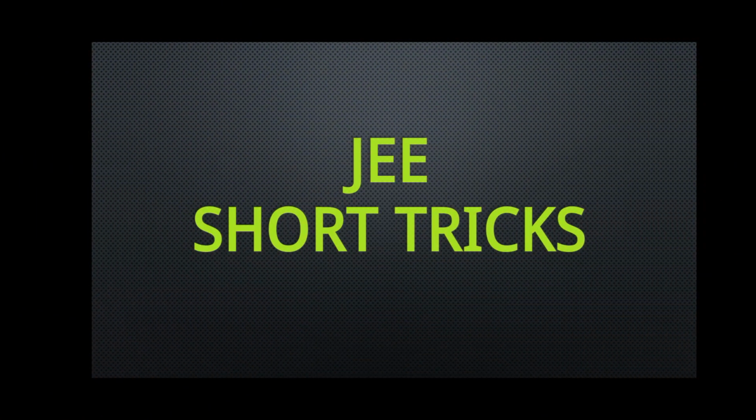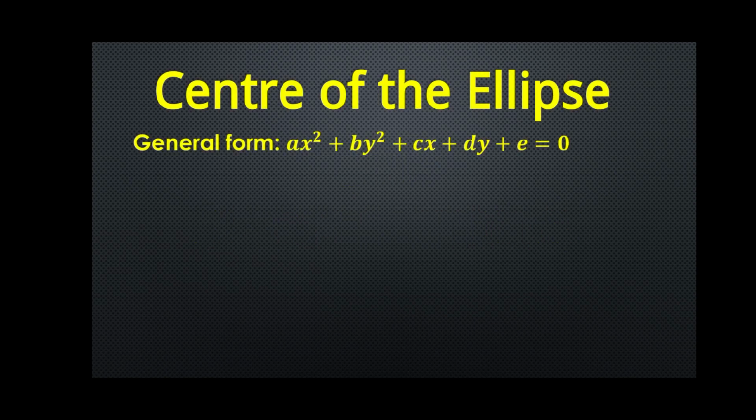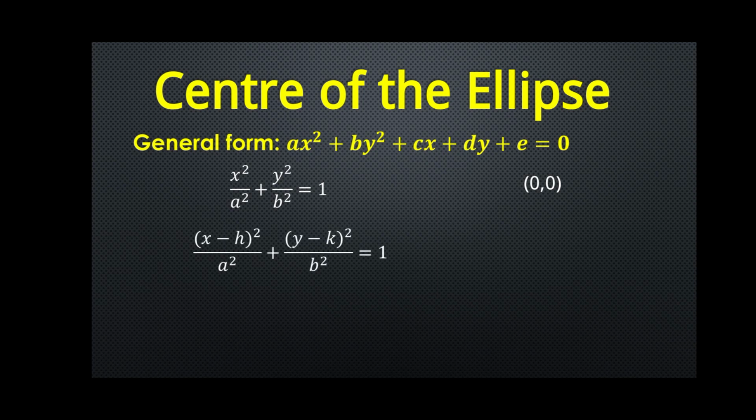In this class, I will discuss the shortcut to find the center of the ellipse whose general form is ax² + by² + cx + dy + e = 0. The center of x²/a² + y²/b² = 1 is (0, 0). Similarly, the center of (x − h)²/a² + (y − k)²/b² = 1 is (h, k).